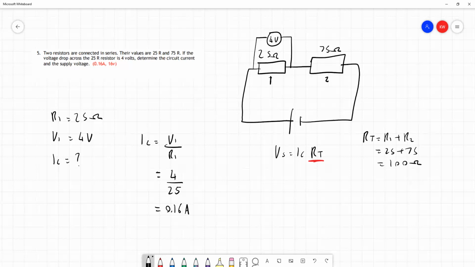So we now have all the information we need. The supply voltage is therefore equal to the circuit current that we worked out in the first part, 0.16, multiplied by the total resistance, which we've just found, which is 100, and 0.16 times 100 gives us 16 volts. So we have worked out the supply voltage for the circuit.